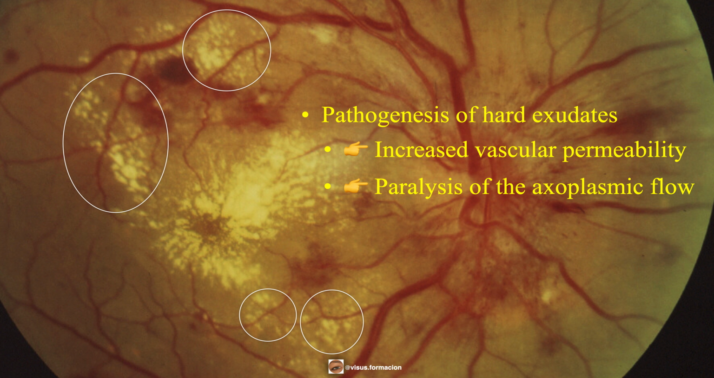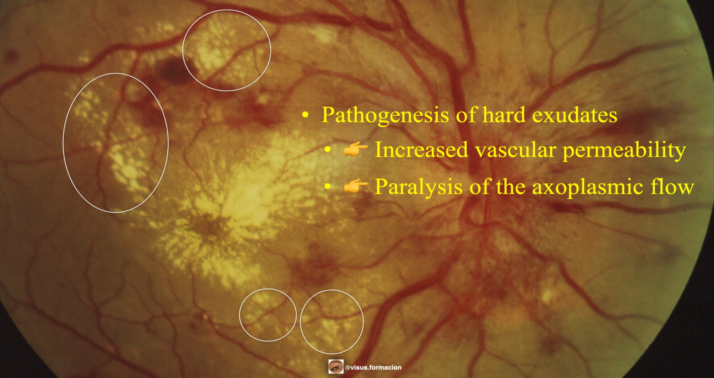Thus, in the pathogenesis of hard exudates, we see a double origin. First, hard exudates are due to increased vascular permeability, which allows fluid and lipoproteins to leak into the retina. Subsequent resorption of the edema commonly results in the precipitation of the lipid residues within the outer plexiform layer.